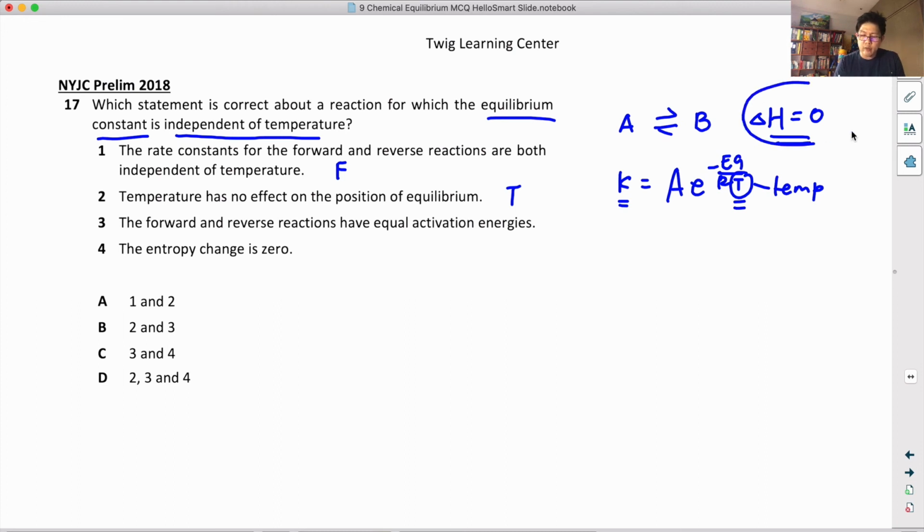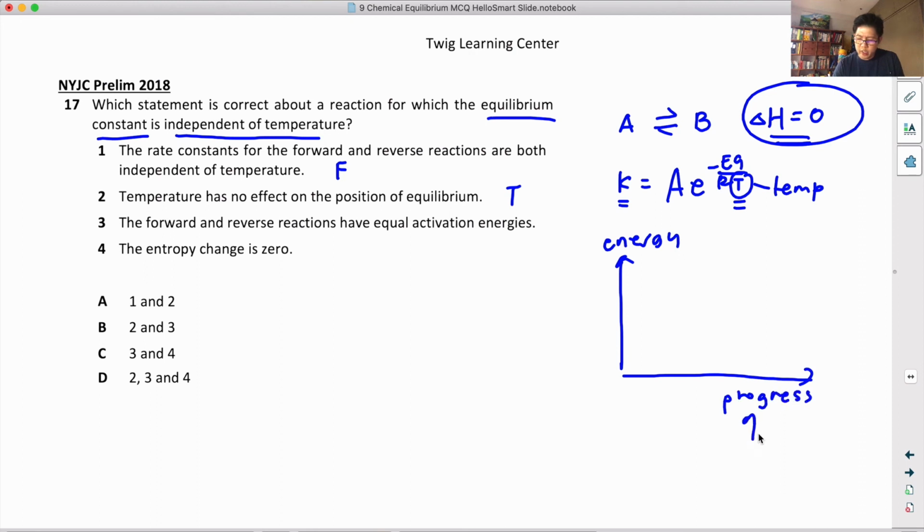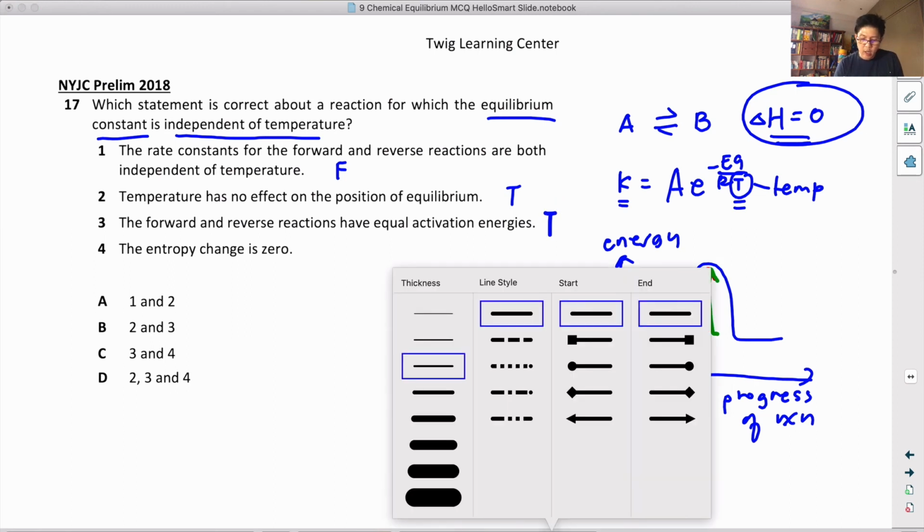So how do you draw an energy profile graph where change in H is 0? So if that's the case, right, energy, and I call this progress of reaction. So for enthalpy change is 0, it looks like that. Okay, so there's no enthalpy change. So the forward activation energy and the backward activation energy are actually the same. Okay, so for having equal activation energy, that is true. Okay, we put true here. Okay, next one.